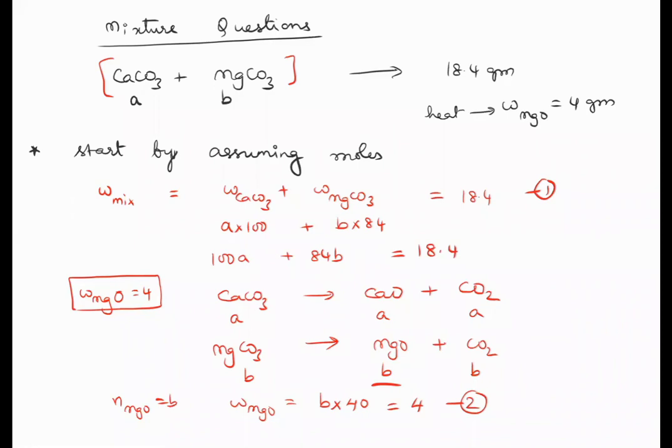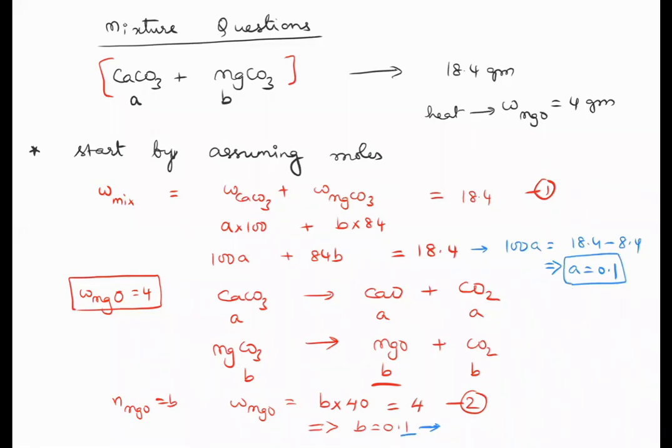So the first equation will always be the weight of the mixture. The second equation will be whatever extra information he gave, what happened on heating. Using this, you can solve for the amount of A and the amount of B. From this, what does this imply? B is equal to 0.1. Use this information and substitute it here. What do you get? B is 0.1. So 100A is equal to 18.4 minus 8.4. This implies A is also 0.1. So we have A is equal to 0.1 and B is equal to 0.1.